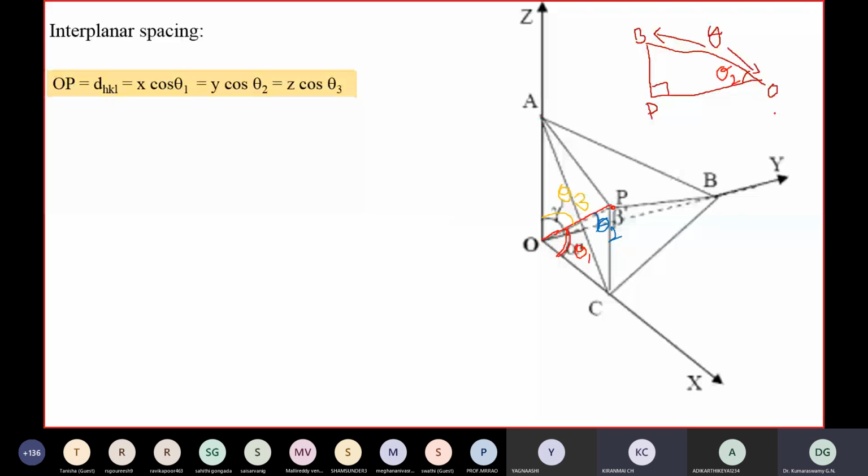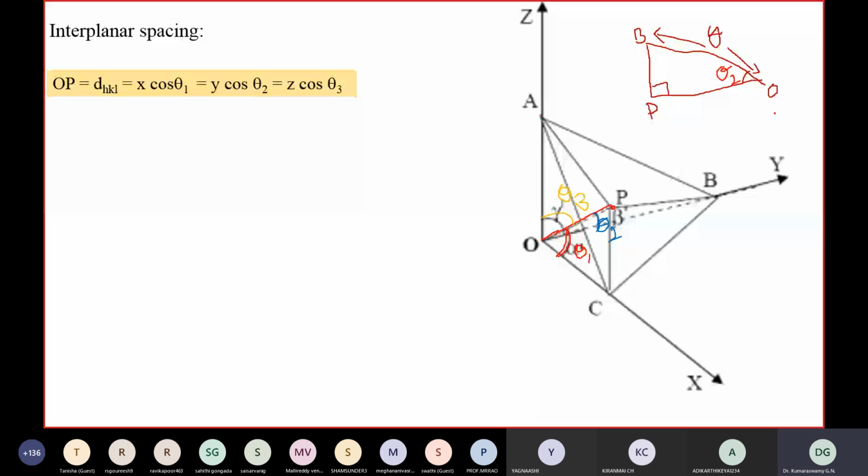Where did you miss? You read out the same sentence. Now we construct three right angle triangles with OP being common adjacent, and theta 1, theta 2, theta 3 being angles along XYZ axis. Thank you, sir. Okay, fine.